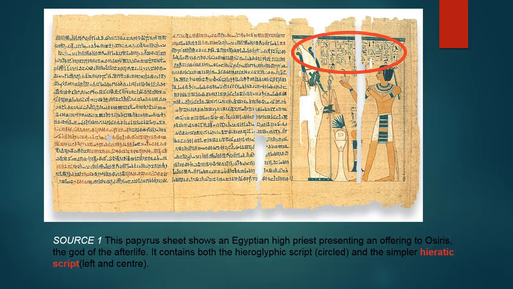It contains both the hieroglyphic script, which we can see here in the red circle, that's the traditional hieroglyphic script, and a simpler hieratic script, which we can see here. As we're about to find out, this script was a more simple version of the traditional hieroglyphics.